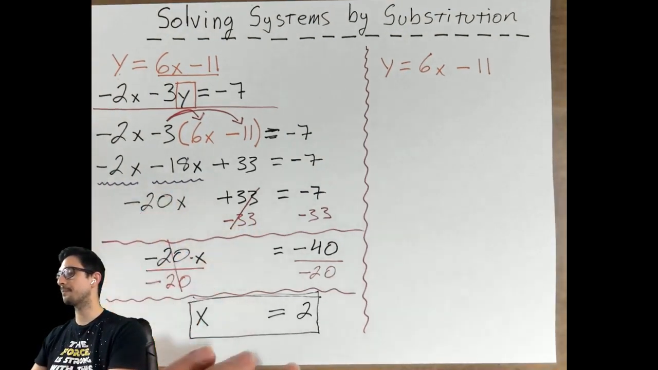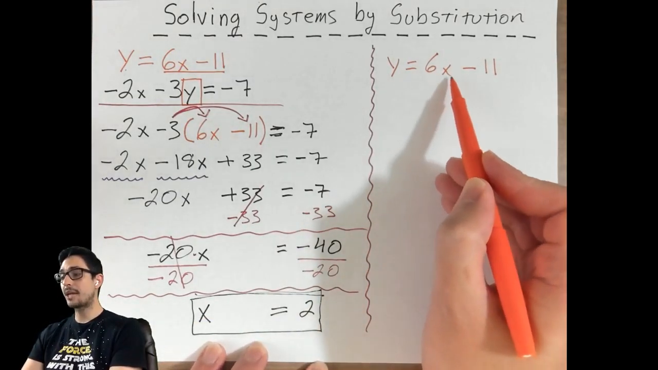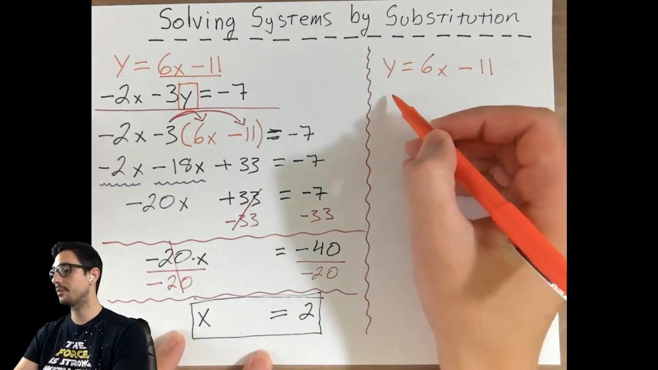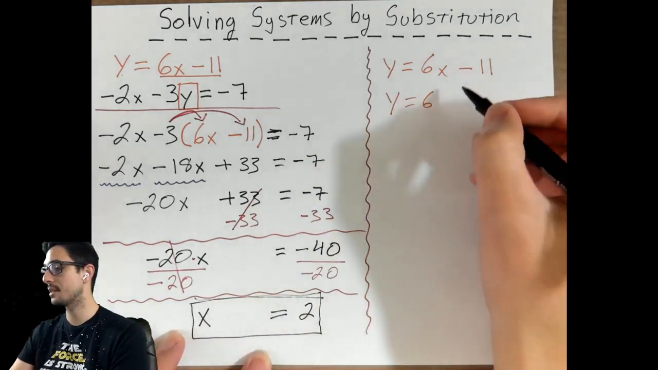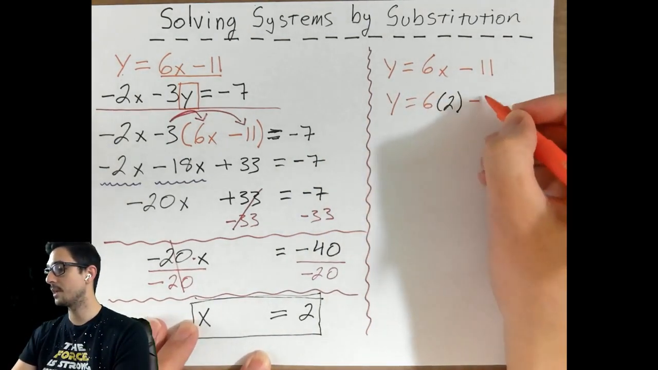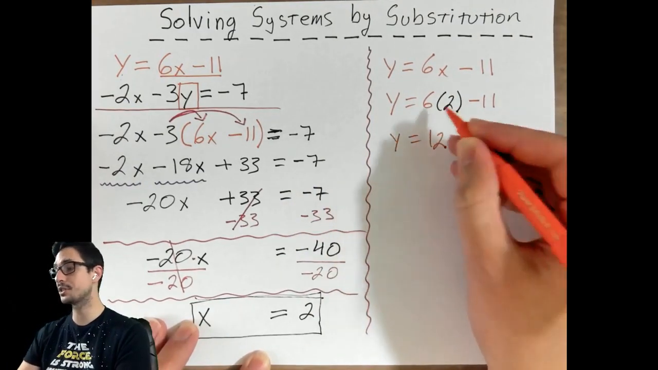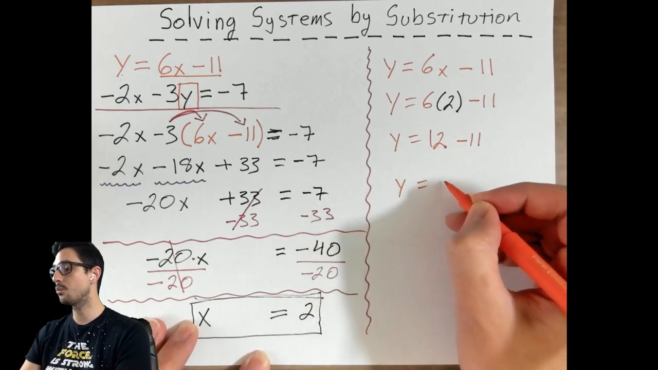Now, here's the deal. It says 6x minus 11, but I know what x is. X is 2. Now, this is what it looks like. Y equals 6 times 2 minus 11. So y equals 12. 6 times 2 is 12 minus 11. And y equals 1.